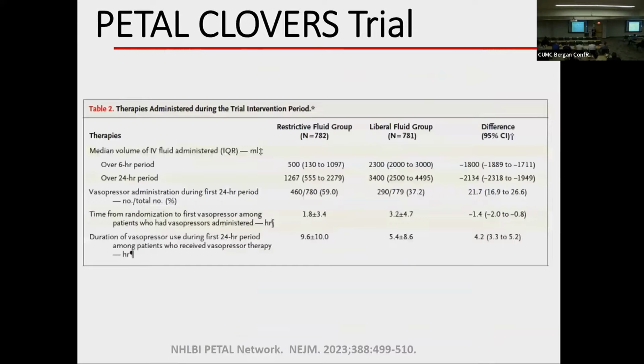Here's what they got over the course of the study. There's not a huge difference here, but there are differences. So on the top, in the first 6 hours, it's about half a liter versus 2.3 liters. If you look at the first 24 hours, which is the time that the protocol ran for, it's 1.2 versus 3.4 liters, so about 2 liters difference. There's more pressor use in the pressor arm. That's good. That means we did an actual trial. Both more patients saw pressors and they got pressors for a longer period of time. But again, they're not exclusive.